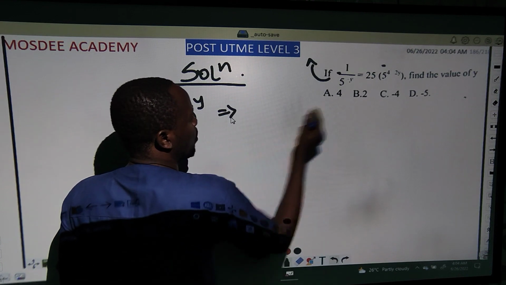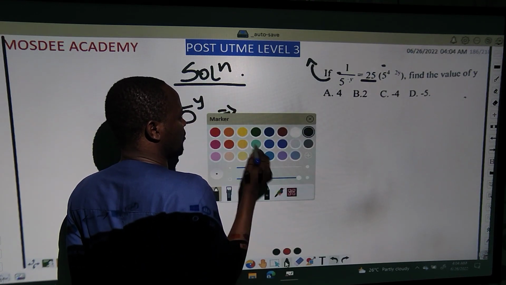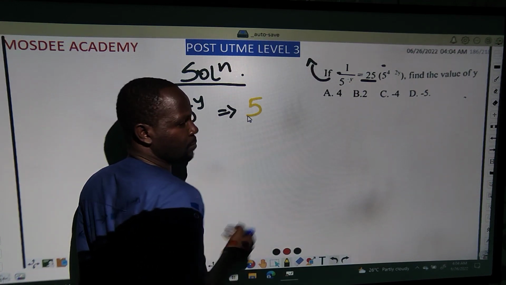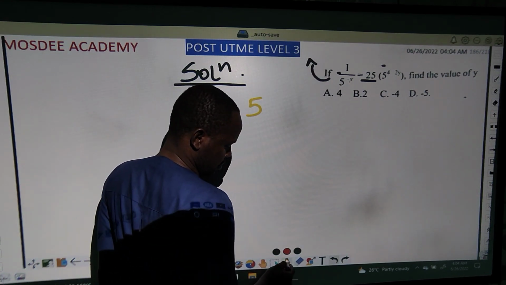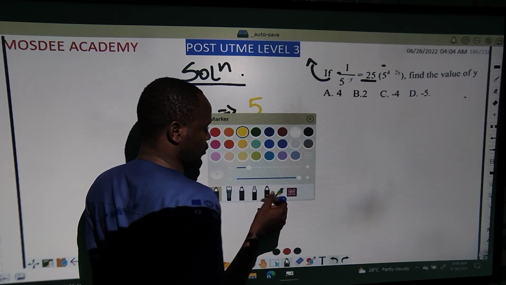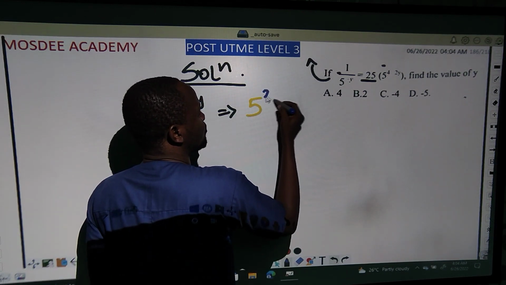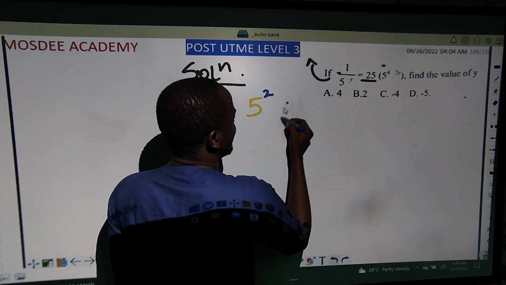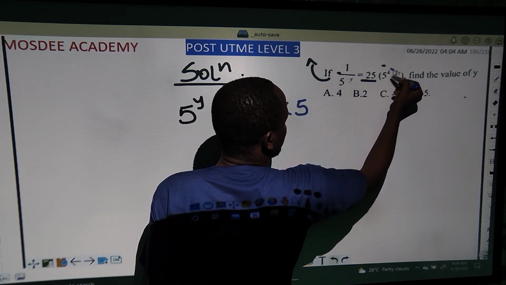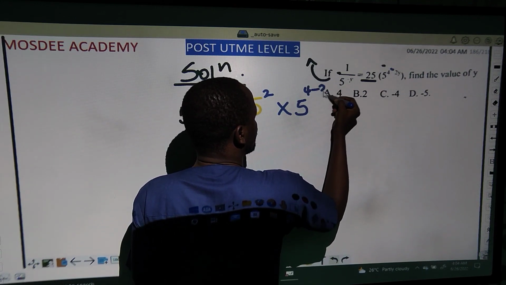It's now equal to, I'm working in terms of 5. So because I'm working in terms of 5, it's equal to 5 raised to power 2 times 5 raised to power 4 minus 2y. Are you sure you can see well? Admin says it's writing. 5 raised to power 4 minus 2y.